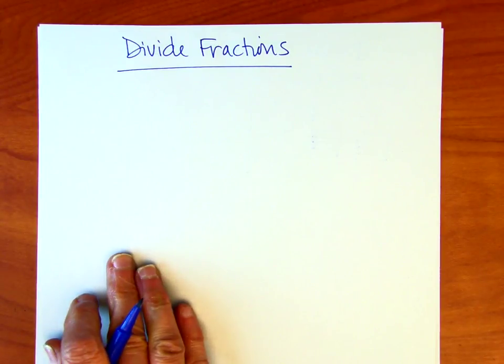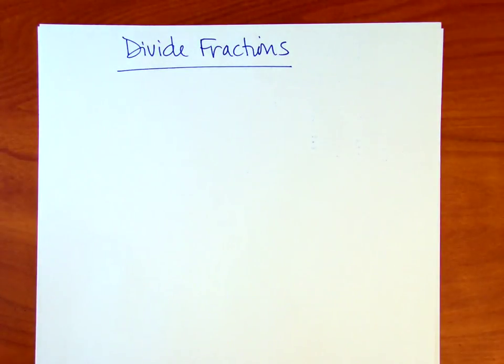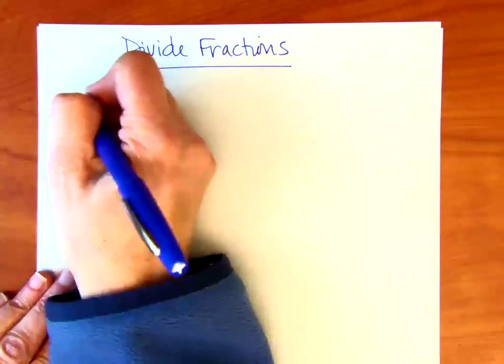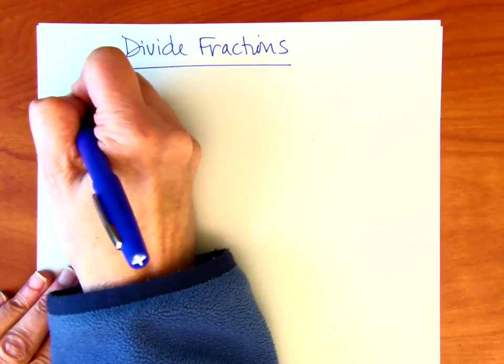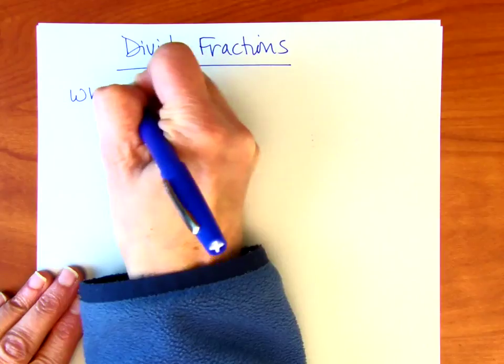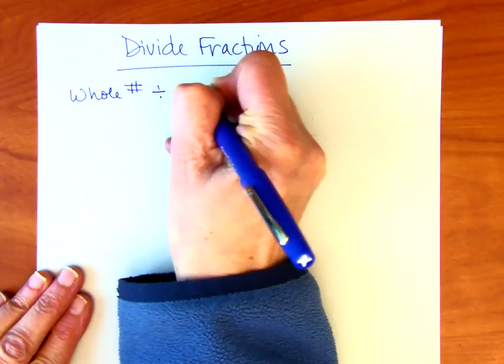It's time for division, and we're going to go ahead and divide a whole number by a fraction. We're going to divide a fraction by a whole number, and we're also going to divide a fraction by a fraction. So let's go through some of those examples, and we'll do a few for each. The first type of problem is when we take a whole number and we're going to divide it by a fraction.